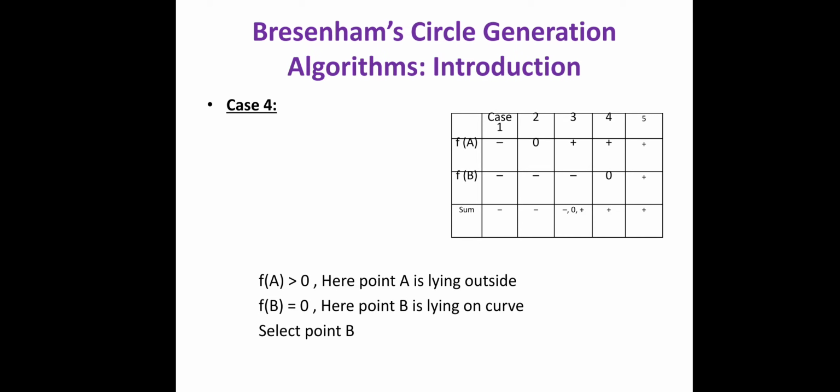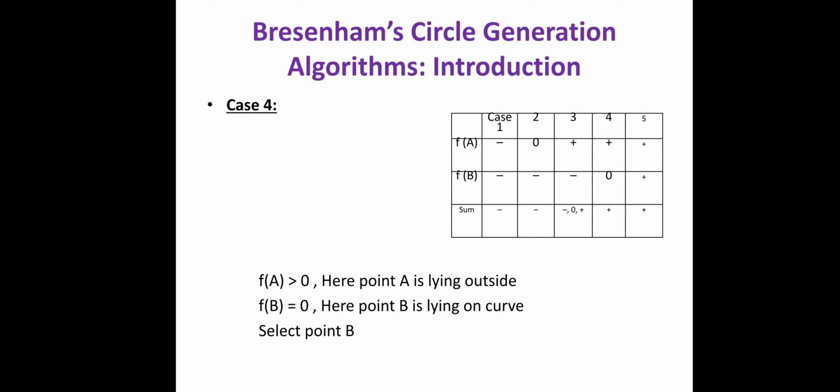The next case is case number 4. Why am I not taking case number 3? Because it is somewhat complicated, because we are getting the summation in 3 forms. It will be minus, 0 or plus. So we will see case number 3 after case number 5.